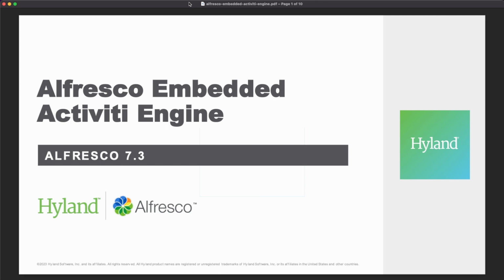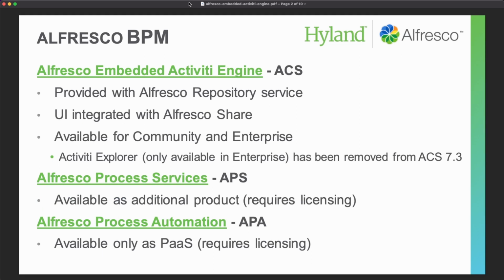We are talking today about the Alfresco Embedded Activiti Engine for Alfresco 7.3. The first thing we need to know is that the Alfresco BPM offering provides three different products. The first one is the Alfresco Embedded Activiti Engine that is inside the ACS, inside the repository part of the product, and the UI is integrated with Alfresco Server. There is no integration with the Angular applications like ACA or ADW, so you need to use Alfresco Server in order to use this kind of BPM engine.